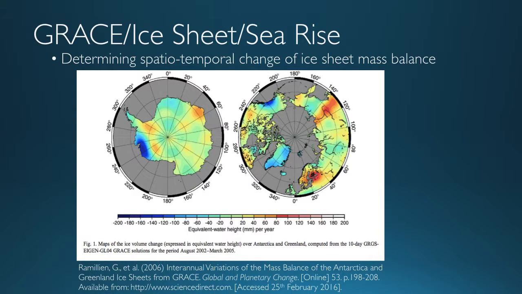So in their study, they analyze GRACE data to determine spatiotemporal change of the mass balance in the Greenland and Antarctica ice sheets over a 3-year span from 2002 to 2005. Unfortunately, one of the downfalls of GRACE is that it's sensitive to solid Earth movement, particularly glacial isostatic adjustment, or GIA, which refers to the adjustment of crust and mantle in response to the last glaciation.